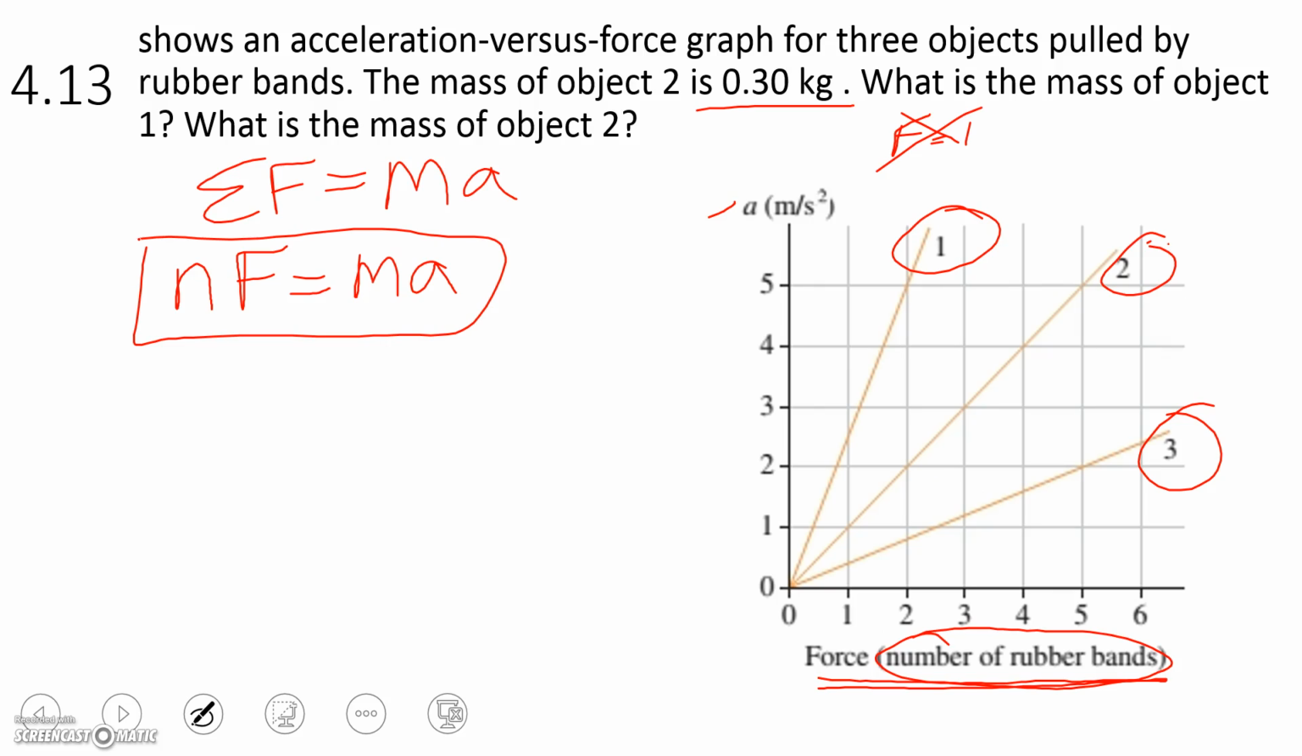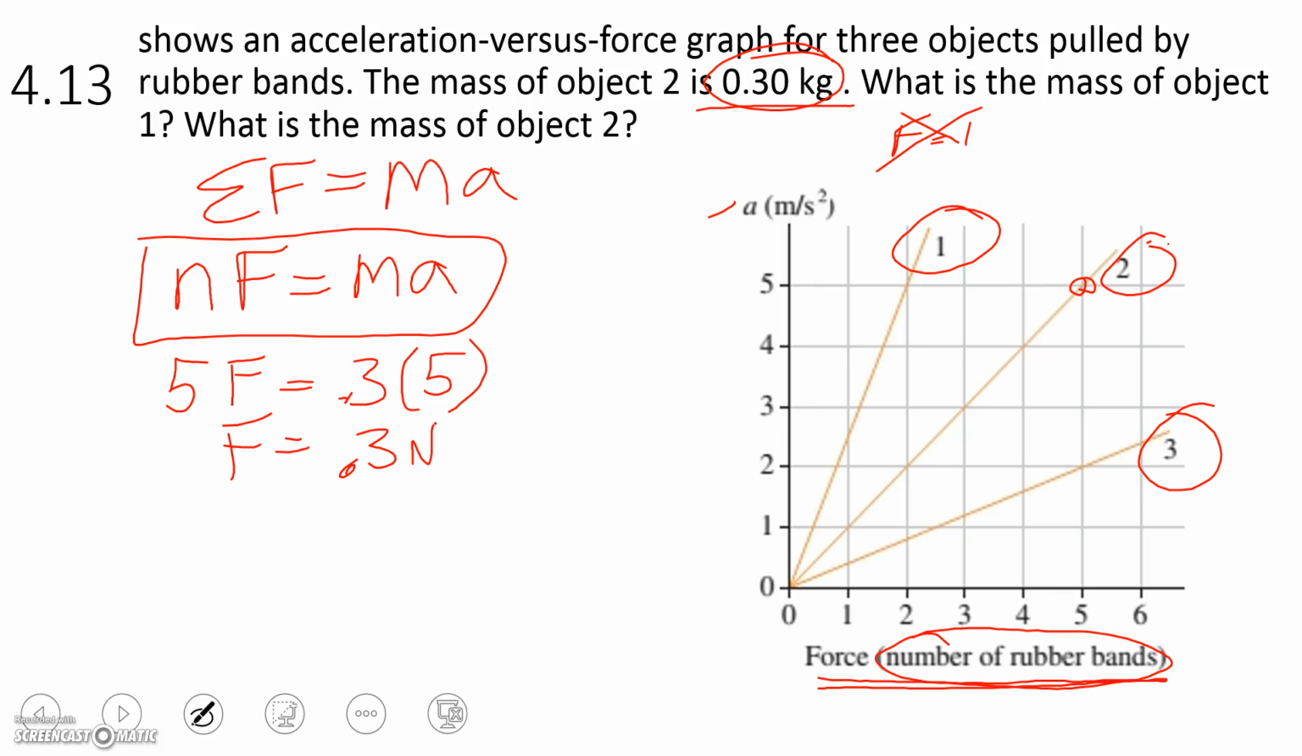I can pick a point on 2. I'm going to pick that point where my number of rubber bands is 5. Force, I don't know. My mass, it told me in the problem, is 0.3, times acceleration, which is 5. If I do this, I can actually figure out what the force is of each rubber band. So I would do 0.3 times 5, divide by 5, and I end up with the force is going to be 0.3 newtons. So every single rubber band has a force of 0.3 newtons.